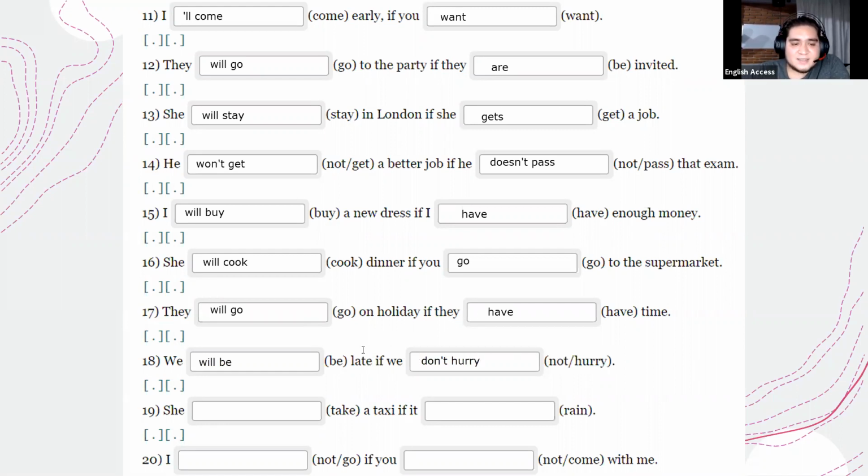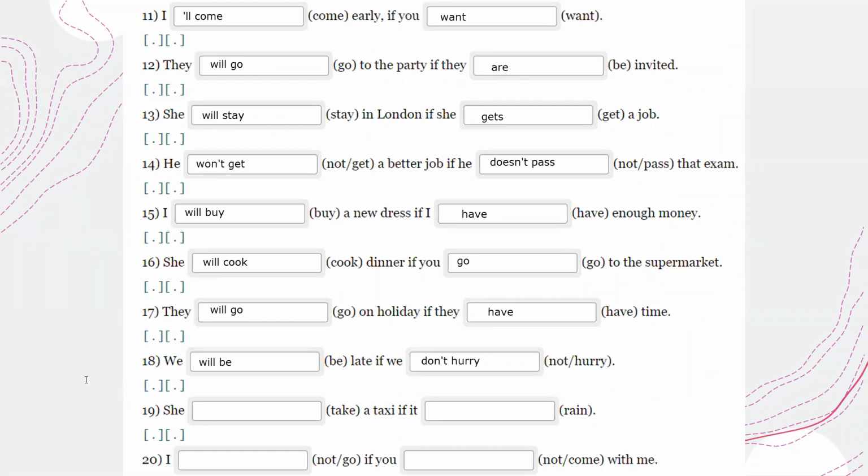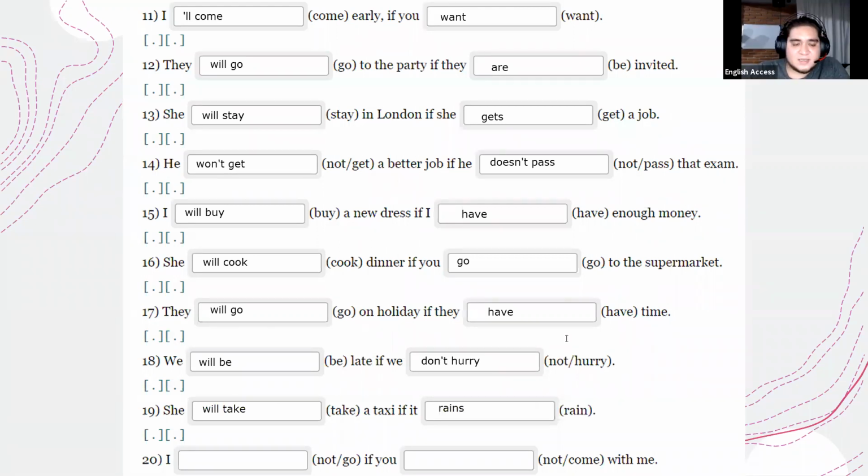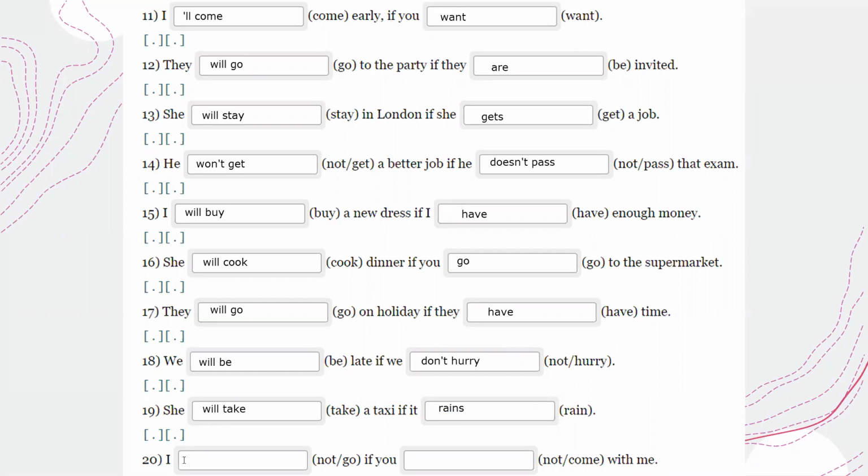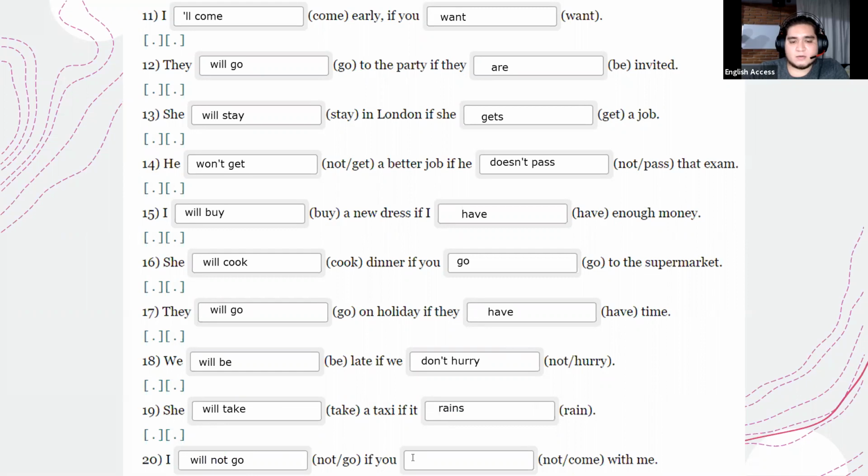Okay, next. 19. She will take a taxi if it rains. Perfect. And the last one. I will not go if you don't come with me. I will not go if you do not come with me. Let's try to make it more dramatic.